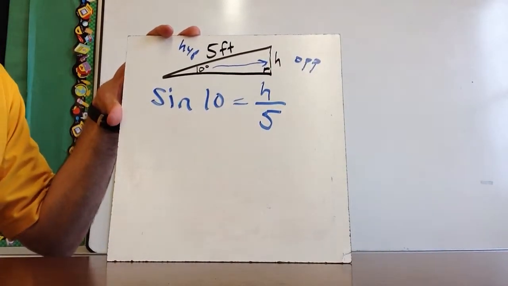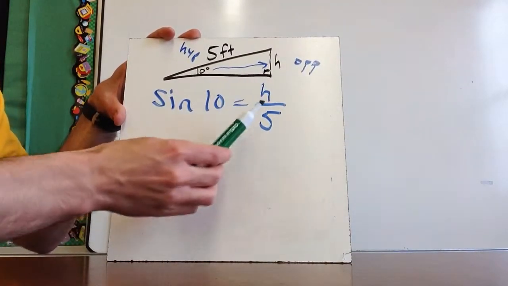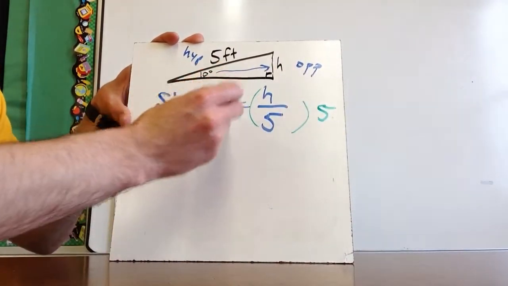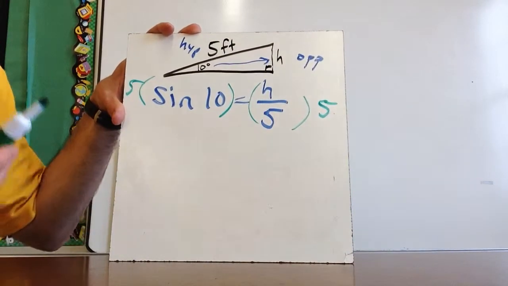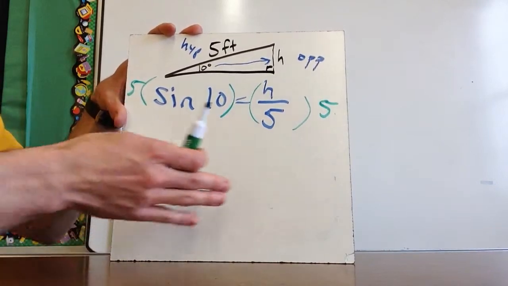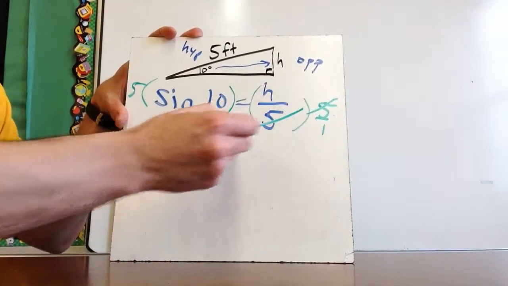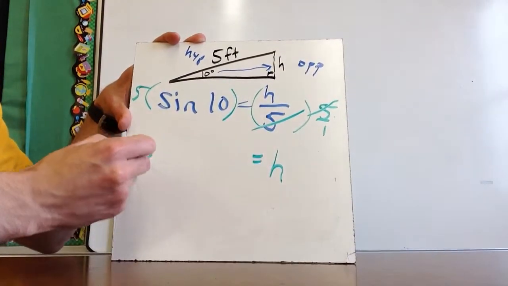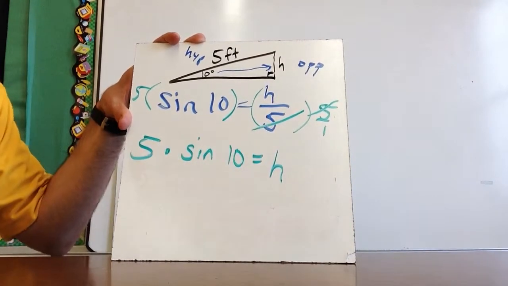Now, my problem is I don't necessarily know what h is yet. But if I were to use an algebra trick and multiply 5 to both sides, and keep in mind this is just a number, and if I type sine 10 into my calculator and hit equals, a number is going to come out. But I'm not going to do that just yet. These two, because this is the same as 5 over 1, will cancel out. So I'll be left with h on this side, and I have 5 times the sine of 10.